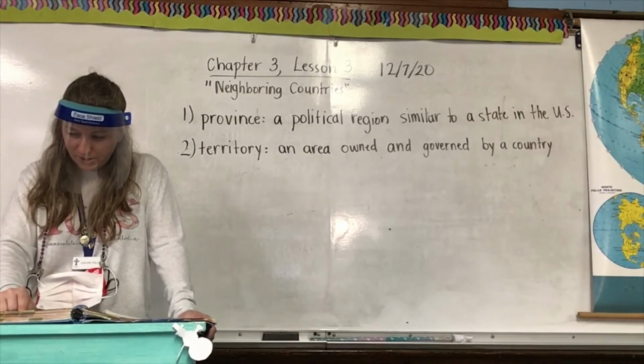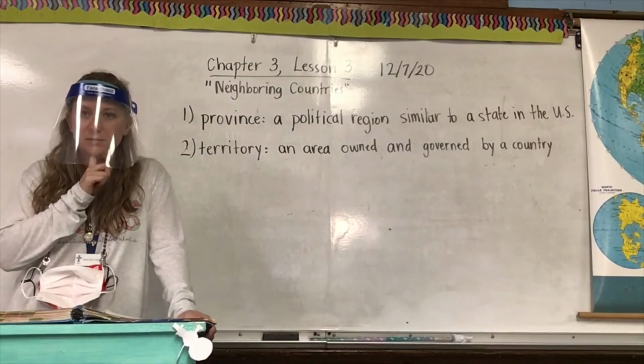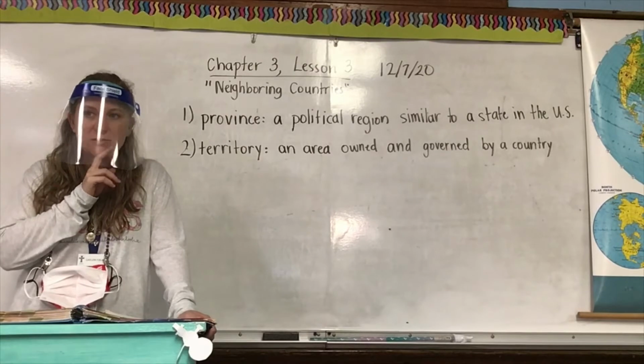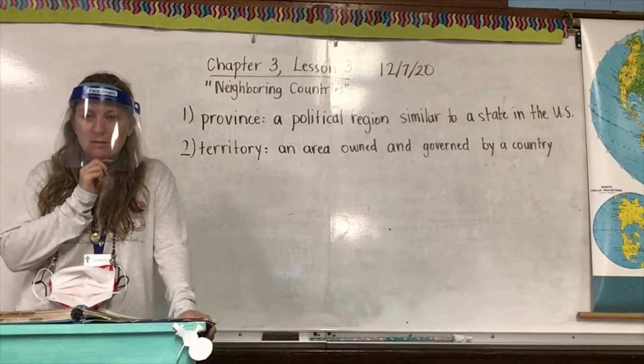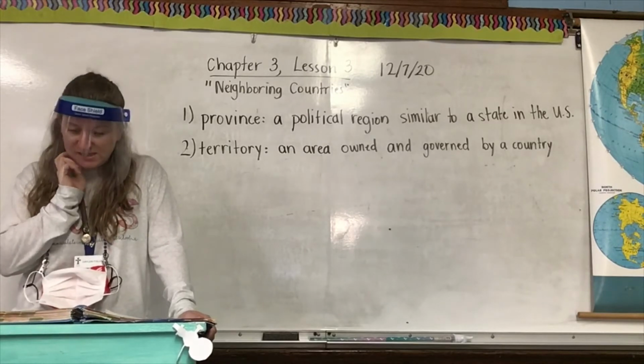Good. So where is the longest unprotected border in the world? Between what two countries? Mason: Canada and the United States.